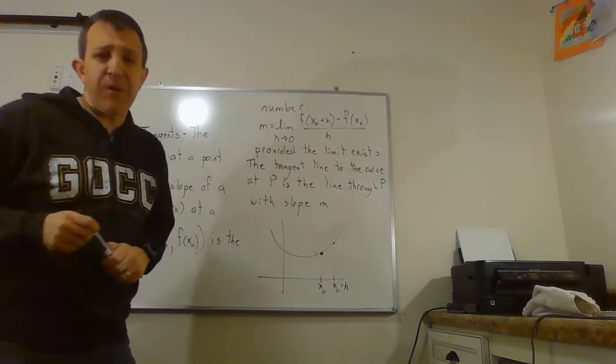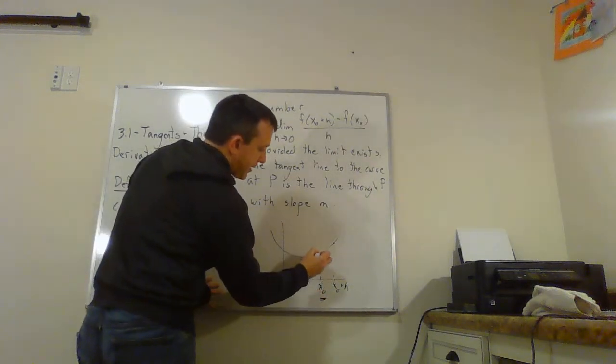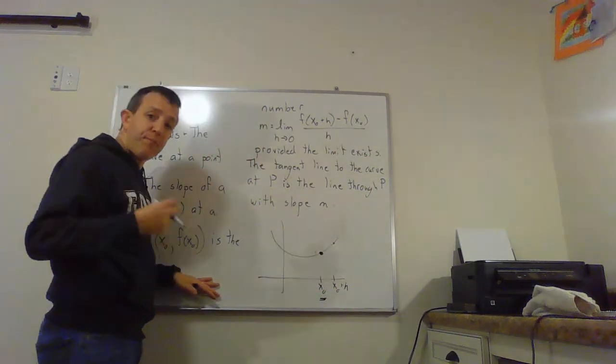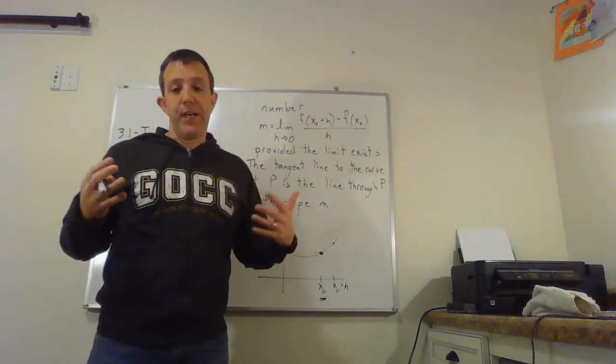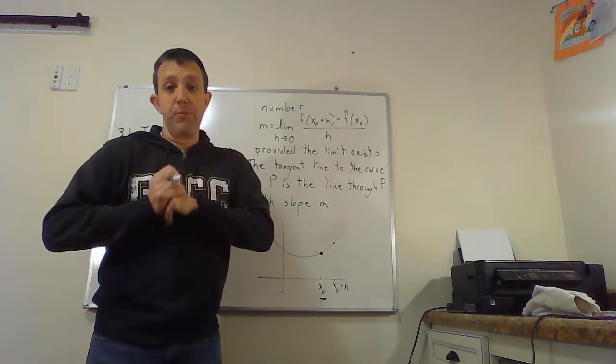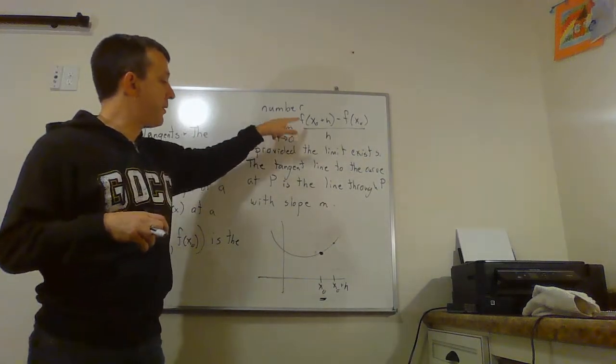Okay, so here's what we're looking at. Here's my x sub 0, you can see it down here at the bottom, and it's got a point associated with it. What we're trying to get to is this tangent line. Tangent lines all have slopes, so that's the first part of this. The slope of that is this limit.